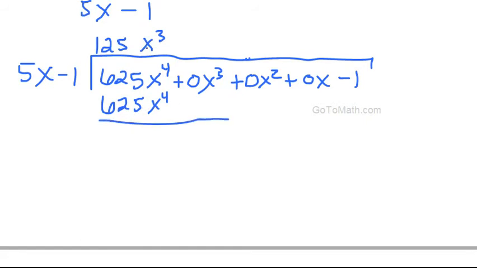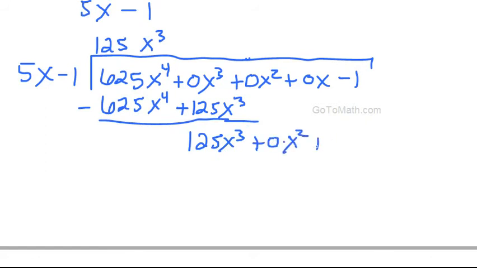Right. And then of course we got to multiply this times the negative 1. So that's going to be negative 125x cubed. Okay, so we go minus, and that'll make that a plus. So we'll be dropping that down. And let's go ahead and drop down the rest of these guys. 0x minus 1.